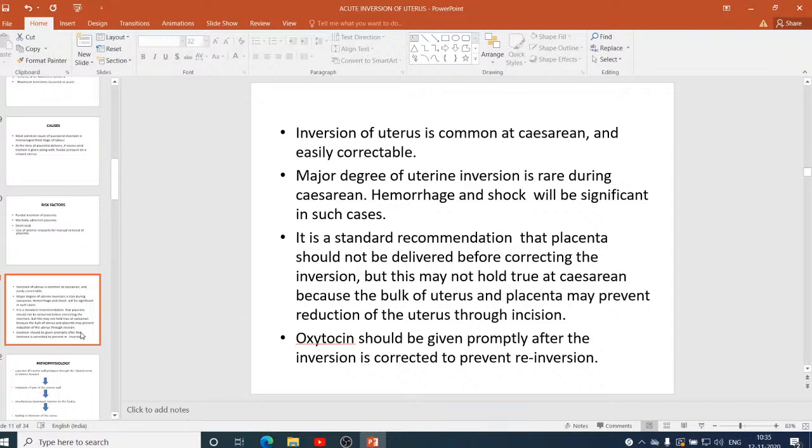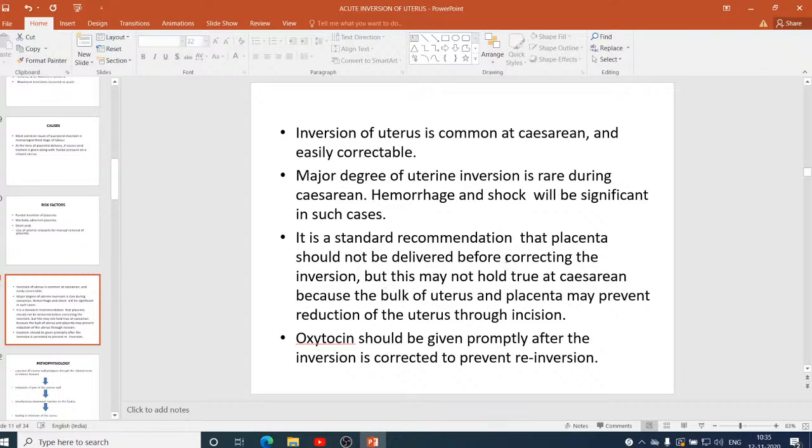Usually the inversion of the uterus commonly occurs at the time of cesarean section, and it is easily correctable. A major degree of uterine inversion is rare during cesarean, and if not diagnosed immediately, it could result in hemorrhage and shock. So immediate diagnosis and immediate correction of the uterine inversion, reverting the uterus to its normal position, is important. Otherwise, it results in hemorrhage and shock.